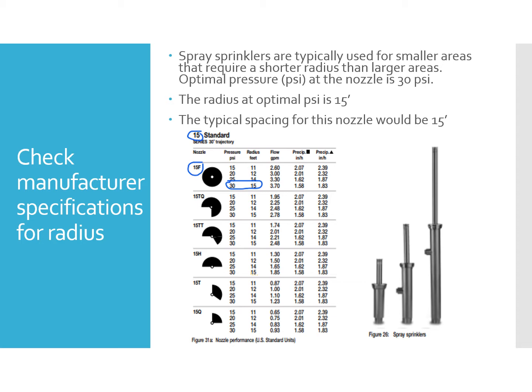So these spray sprinklers are typically used for smaller areas that require a shorter radius than larger areas do. So this would be a smaller turf area, possibly at a residential project rather than a larger commercial large turf application. You'll see in this illustration here that 30 psi is the optimal pressure for this particular sprinkler head, and at 30 psi it will do the 15 feet that this particular sprinkler head is intended to do. The typical spacing for this nozzle would be 15 feet apart.